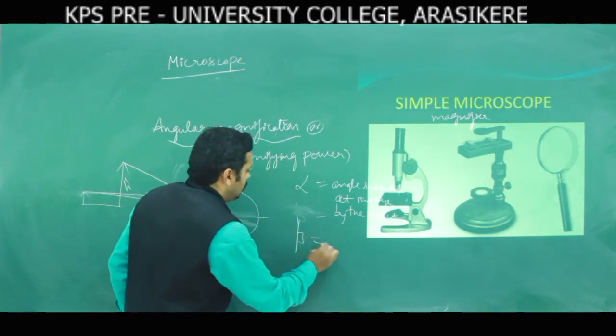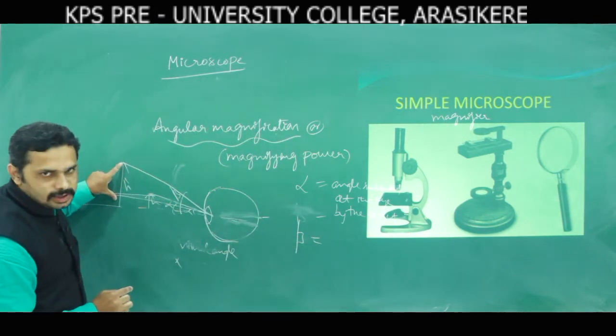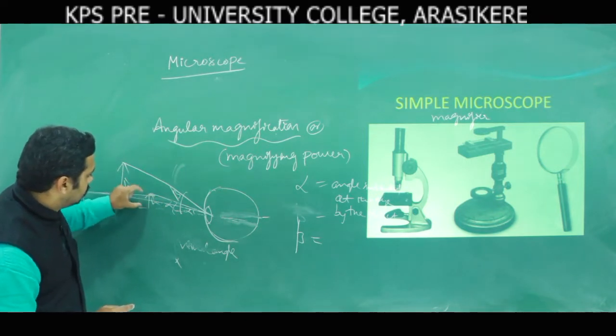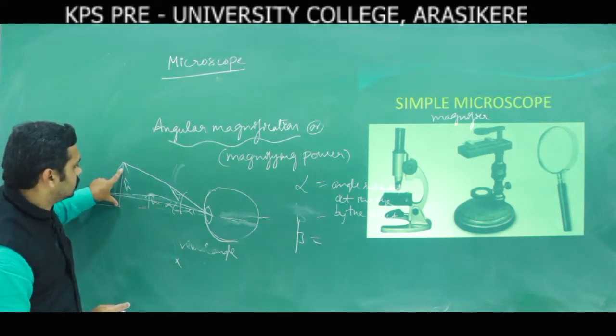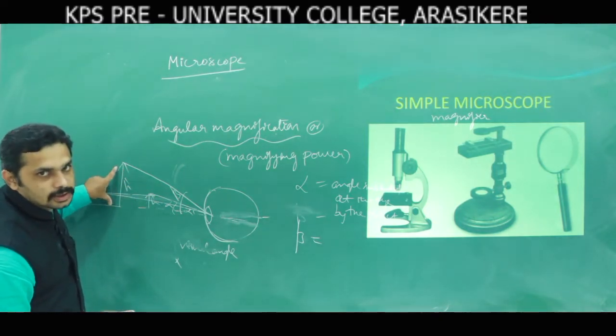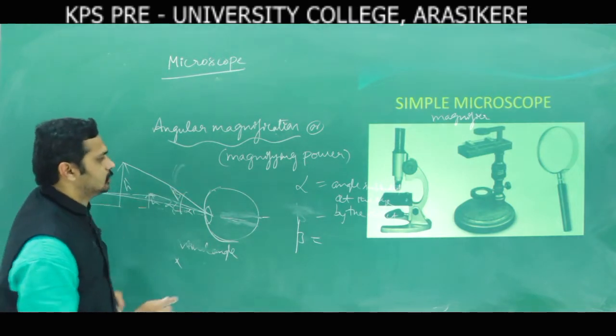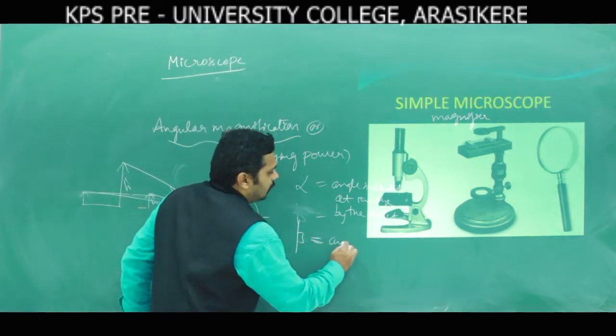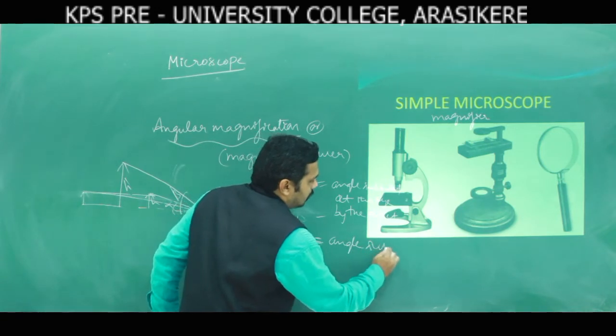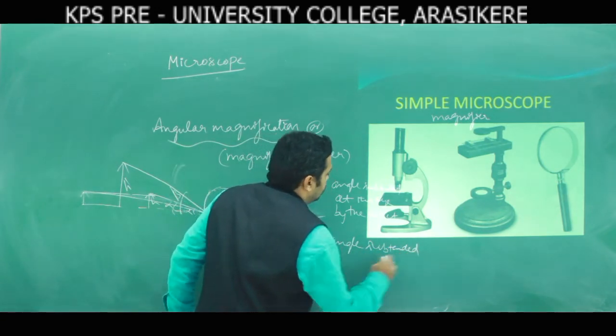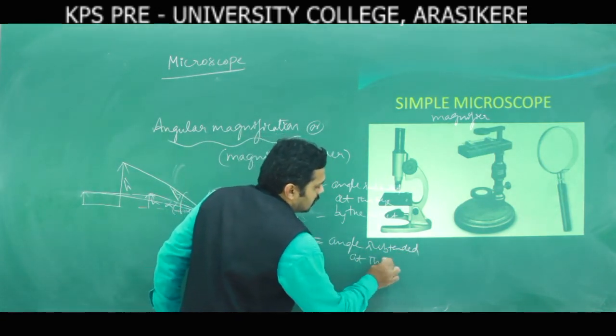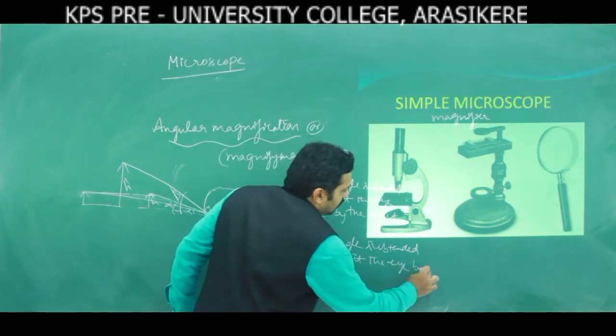What is beta? Imagine yourself. This is the object, and this is the image of the object. Look at that, the image appears larger, which means the visual angle is more. Now this is the angle subtended at the eye by the image.